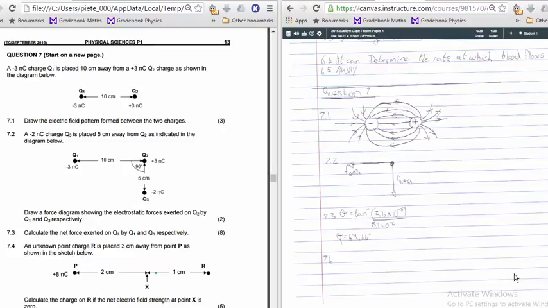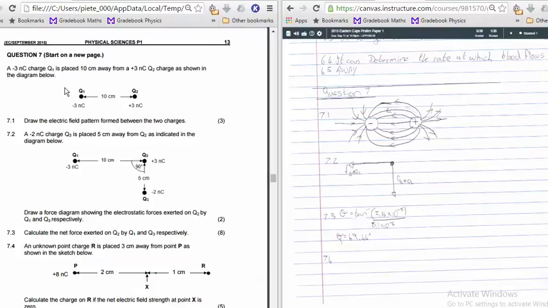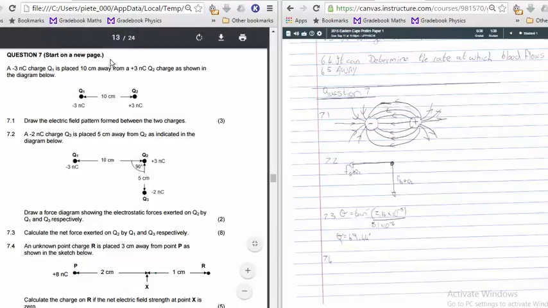Okay, now for question 7, and question 7 is the electric field question. What we have is that a -3 nanocoulomb charge Q1 is placed 10 centimeters away from a +3 nanocoulomb charge Q2, as shown in the diagram. Okay, so there you can see it clearly. The first question: draw the electric field pattern formed between them.